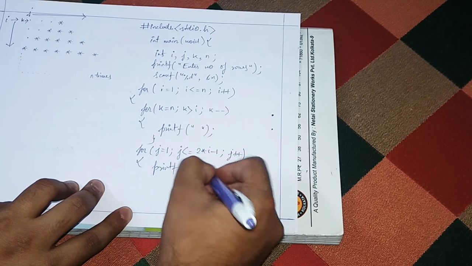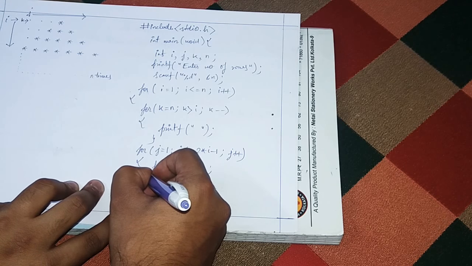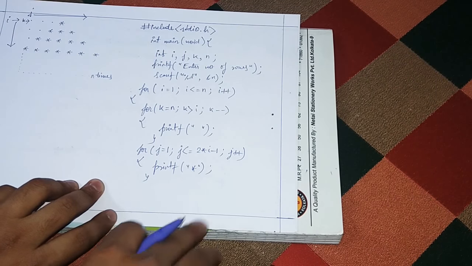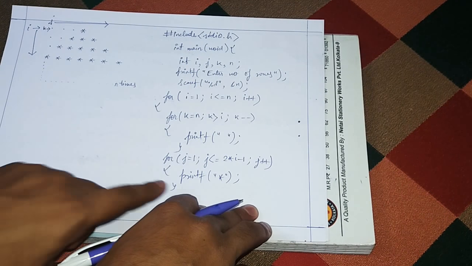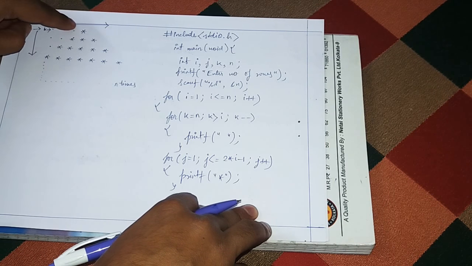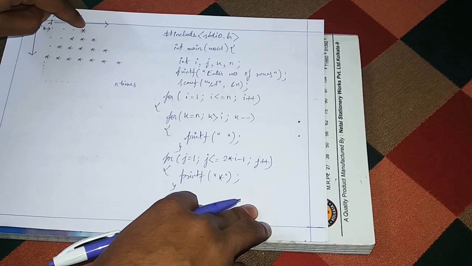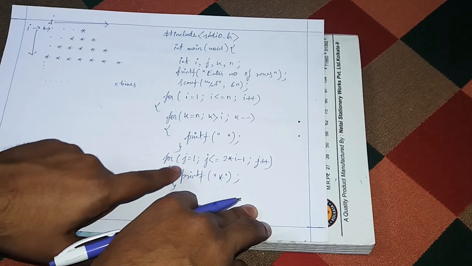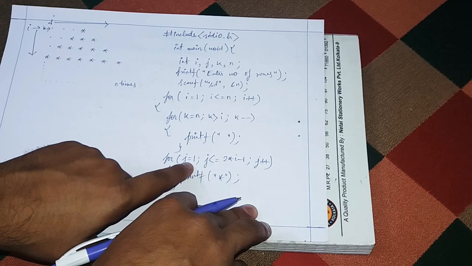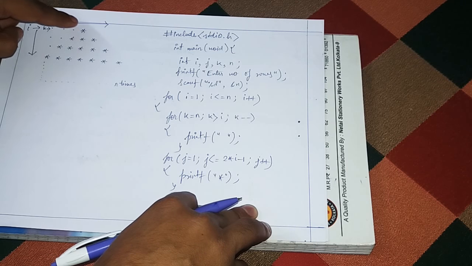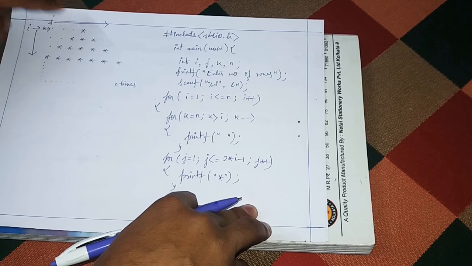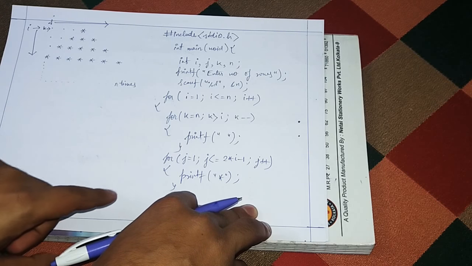Printf star. Now here we close the j loop. So now what we have done in the j loop is, we have started j from 1, so after printing the spaces we know how many stars to print, and j takes care of the number of stars to be printed in each row. So we know in the first row we have to print only one star, so we have taken the value of j as 1, and it will go from 1 to 2 into I minus 1. First time the value of I is 1, so it will be 2 into 1 minus 1, which is 1. So it will print only one star.